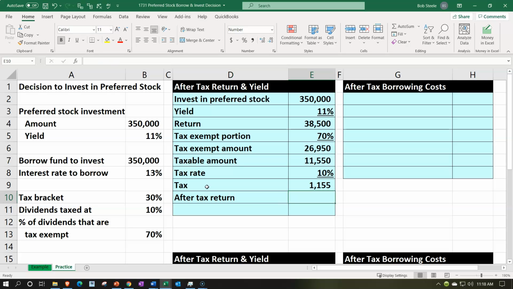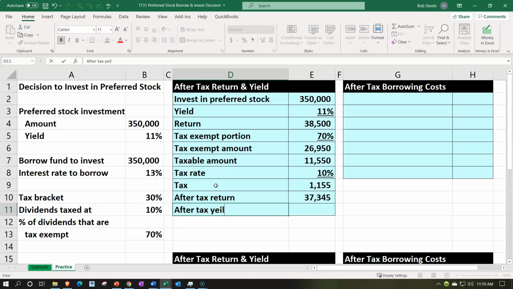And that's going to be the amount of the tax is 1155. The return was 38.5, and now we finally got to the tax amount here. So minus the 1155, the actual tax is 1155. That's going to give us the 37,345, and then we can calculate the after-tax yield in a percent.